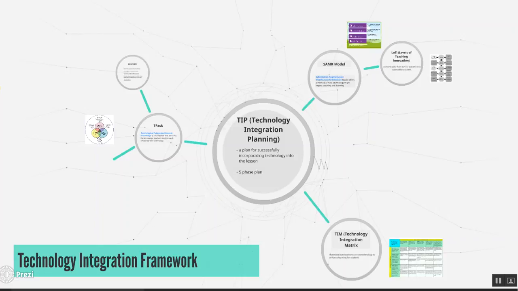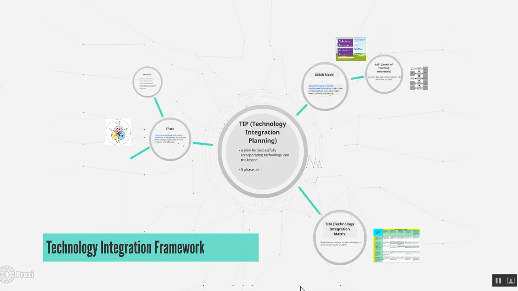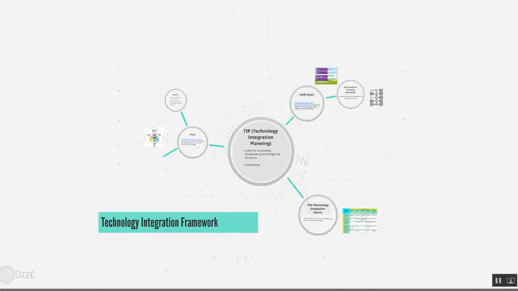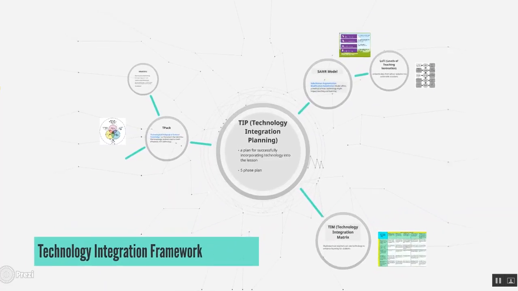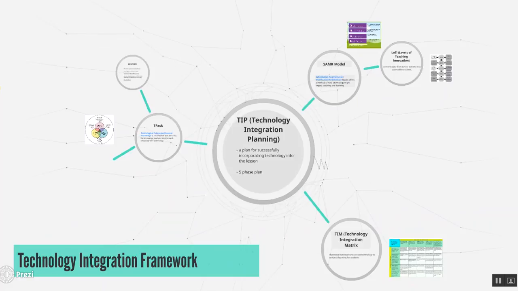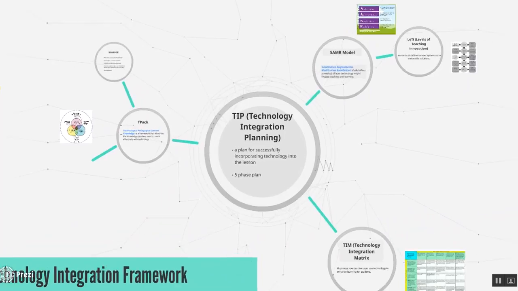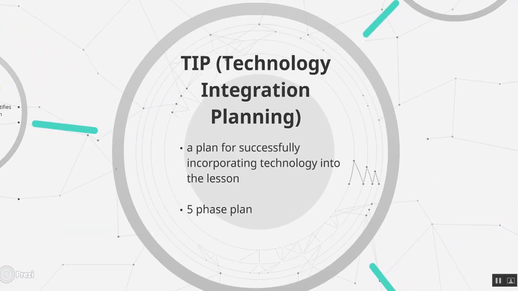Today I'll be discussing the technology integration frameworks used in a K-12 classroom. First, we're going to begin with the TIP model, Technology Integration Planning. This is a plan for successfully incorporating technology into a lesson. This plan consists of 5 phases.